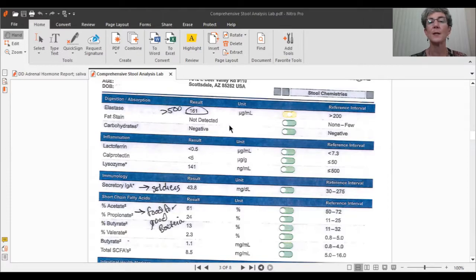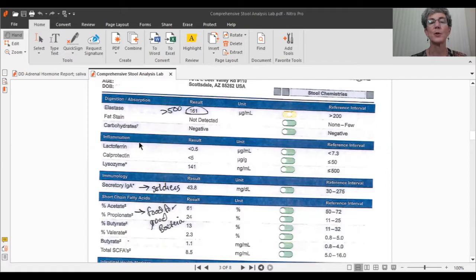There's no fat detected, so fat digestion is working okay. Carbohydrate digestion is generally working okay, although the elastase is helping to digest complex carbohydrates. I don't see that the carbohydrate digestion marker is actually very accurate most of the time.